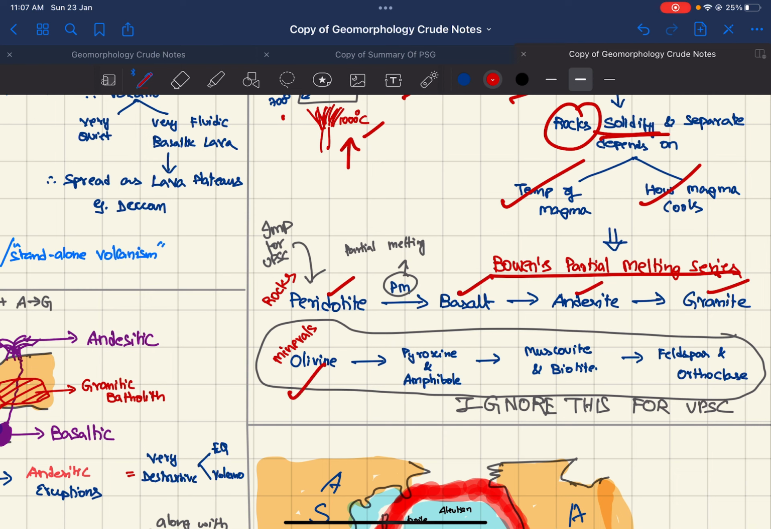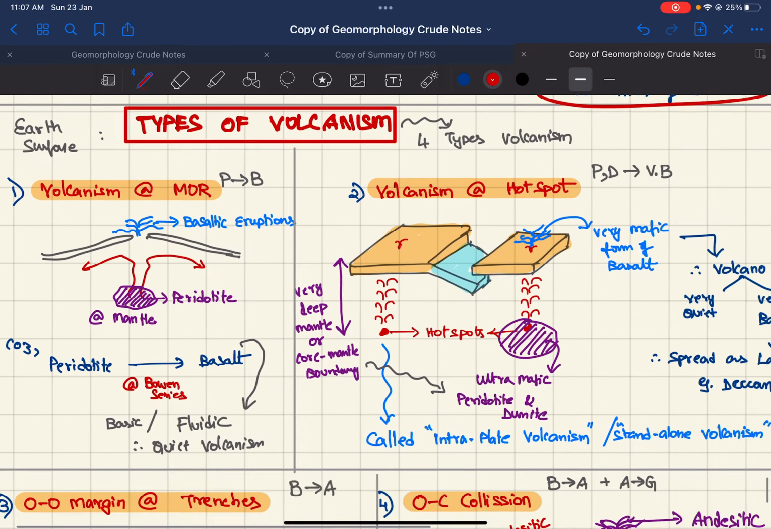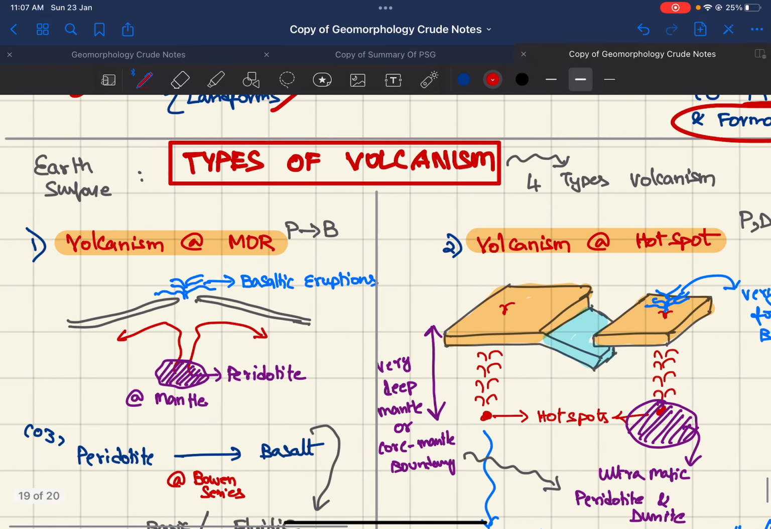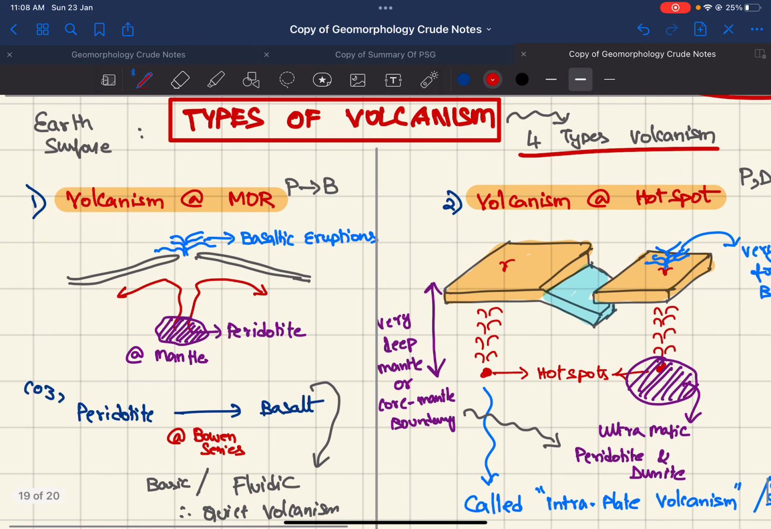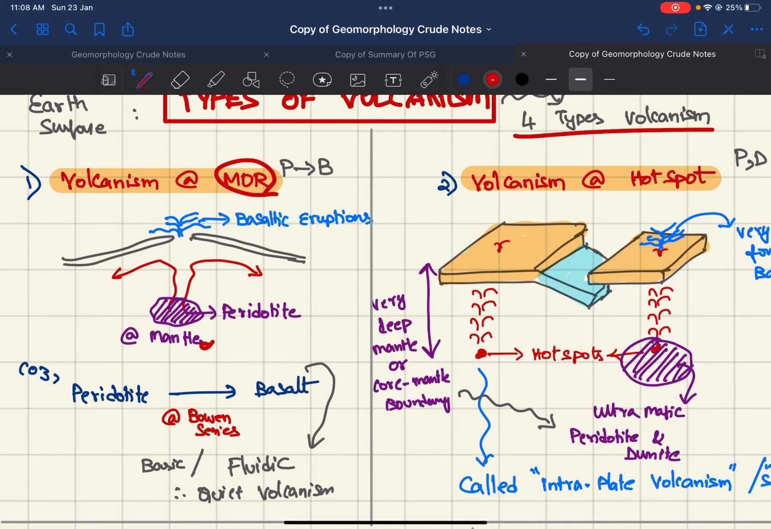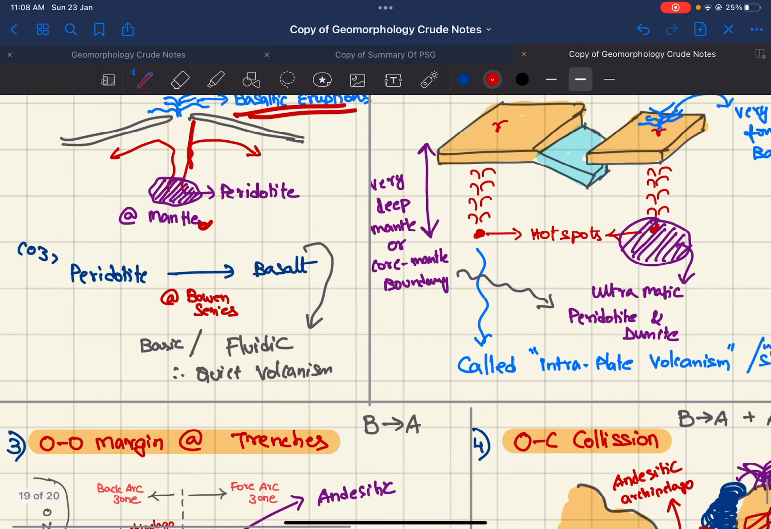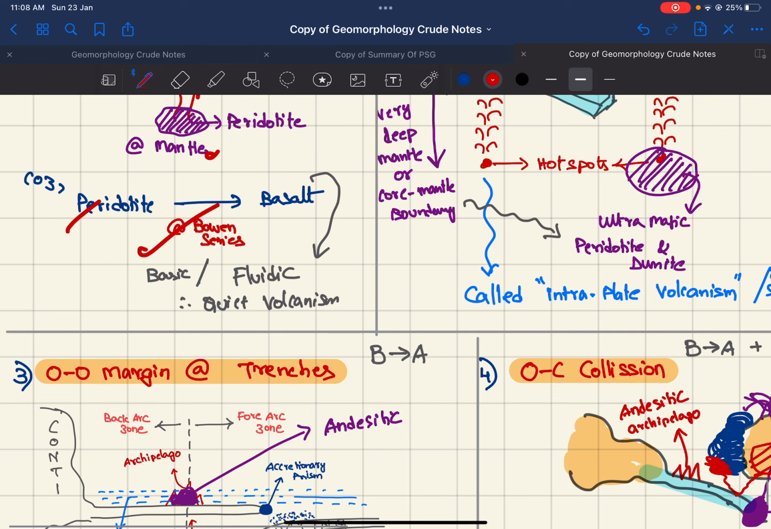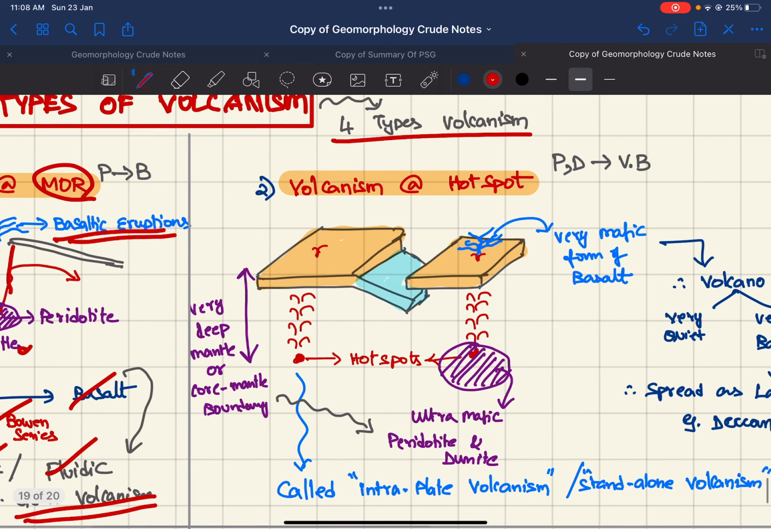So these are the minerals. This is not important. Now coming to the types of volcanism, there are four types. The first one is volcanism at the mid-oceanic ridge. Here the peridotite from the mantle is coming out and undergoing partial melting, and it comes out as basaltic eruptions. We can see here, according to the Bowen series, peridotite becomes basalt. Since basalt is very basic and fluidic, this will be quiet volcanism without any destruction.